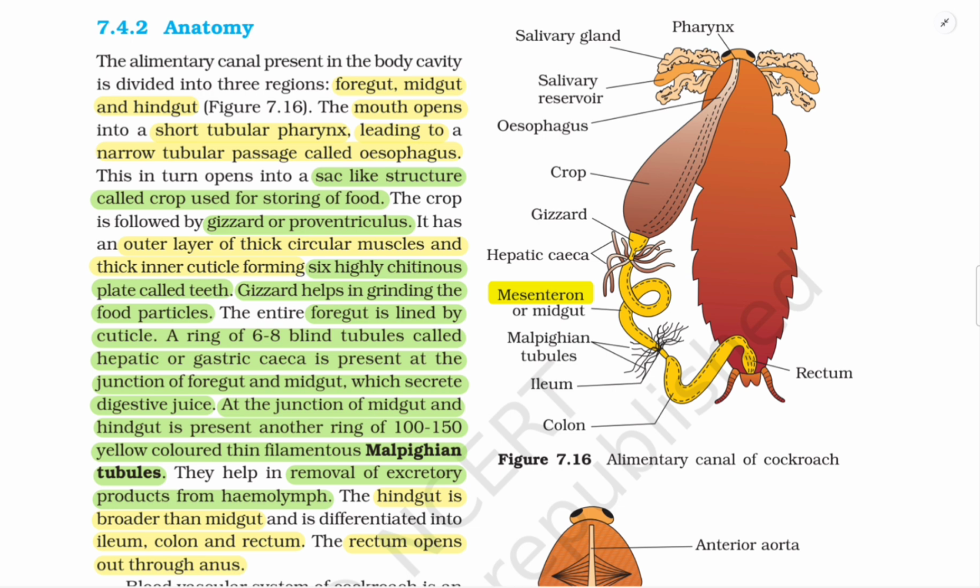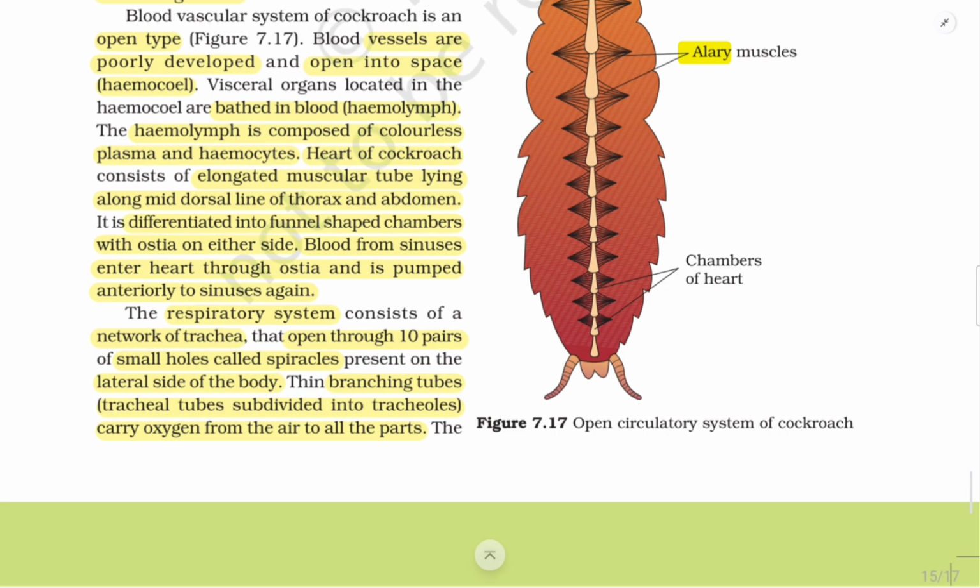At the junction of midgut and hindgut is another ring of 100 to 150 yellow colored thin filamentous malpighian tubules. They help in removal of excretory products from hemolymph. The hindgut is broader than the midgut and is differentiated into ileum, colon, and rectum. The rectum passes out through the anus. The blood vascular system of the cockroach is of an open type, figure 7.17. Blood vessels are poorly developed and open into spaces, also known as hemocoel.